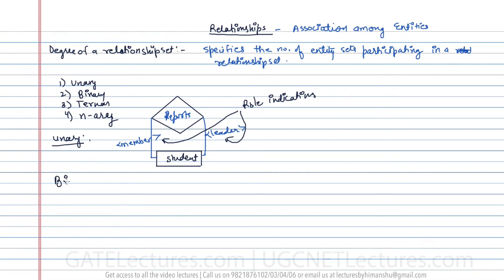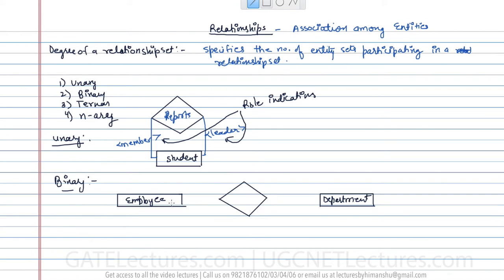The second is the binary relation. Binary relation means exactly two entities are participating. For example, we have employee as an entity and department as an entity, and the relationship is that an employee works in a certain department. The relationship is denoted by works on.